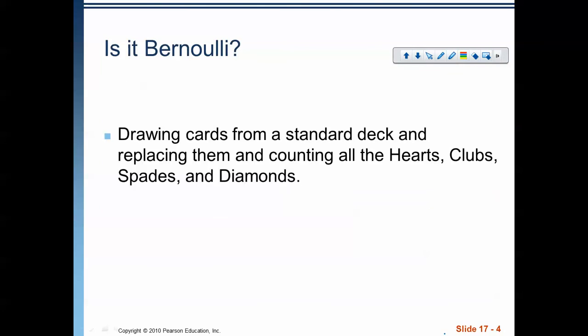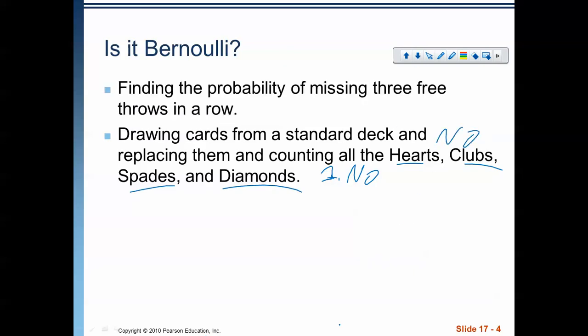The next one, drawing cards from a standard deck and replacing them and counting all the hearts, clubs, spades, and diamonds. Is it two possible outcomes? No, this one does not have two possible outcomes because we're looking at hearts, clubs, spades, and diamonds. That's four possible outcomes. So this is a big fat no. Why does that one go up on top this time? That's weird.